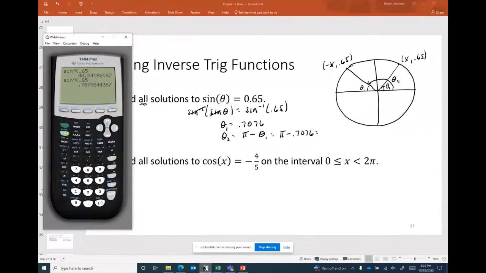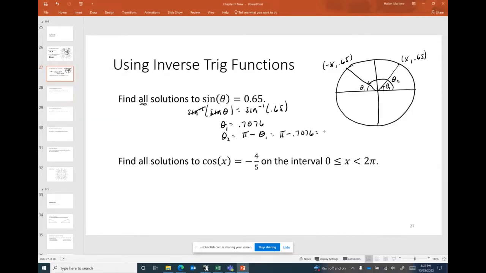Pi, there it is, minus 0.7076, 2.4339. We'll say 2.4340. Let me put a 0 there just to be consistent with 4 decimals.